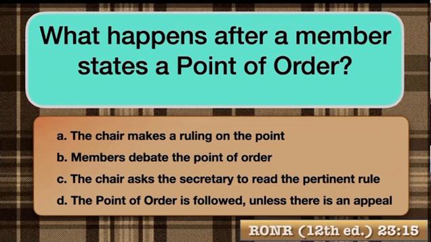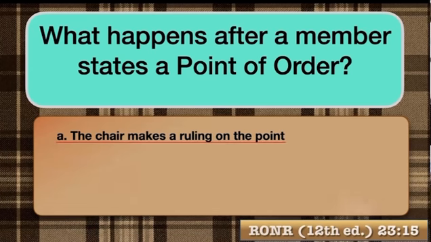A, the chair makes a ruling on the point. B, members debate the point of order. C, the chair asks the secretary to read the pertinent rule. Or D, the point of order is followed unless there is appeal. So think about what your answer would be. What happens after a member states a point of order, points out that violation of the rules that's happening right now? Okay, so our correct answer is A, the chair makes a ruling on the point.